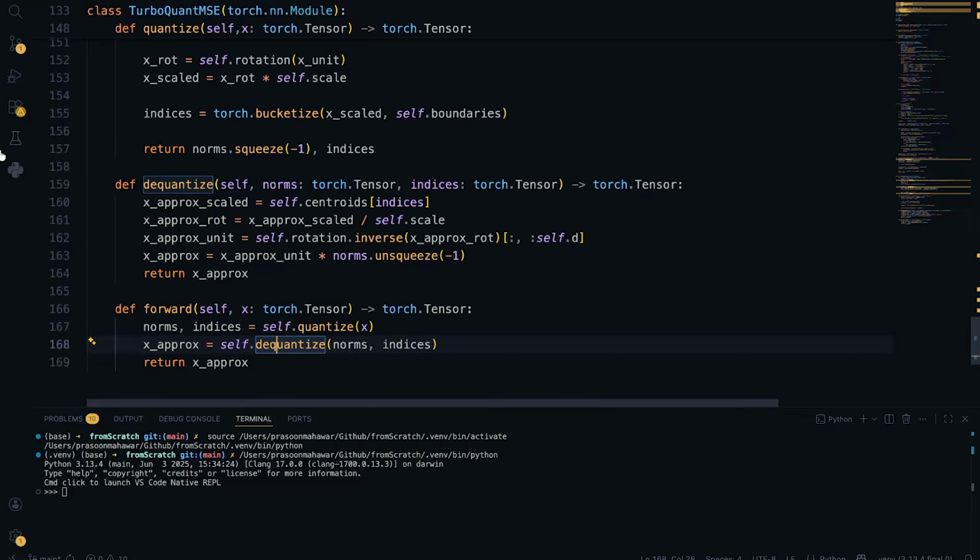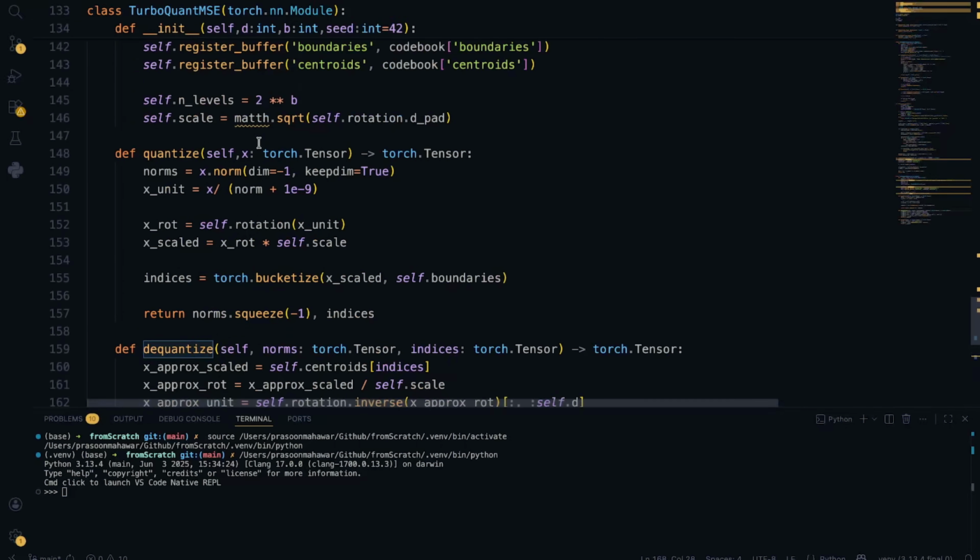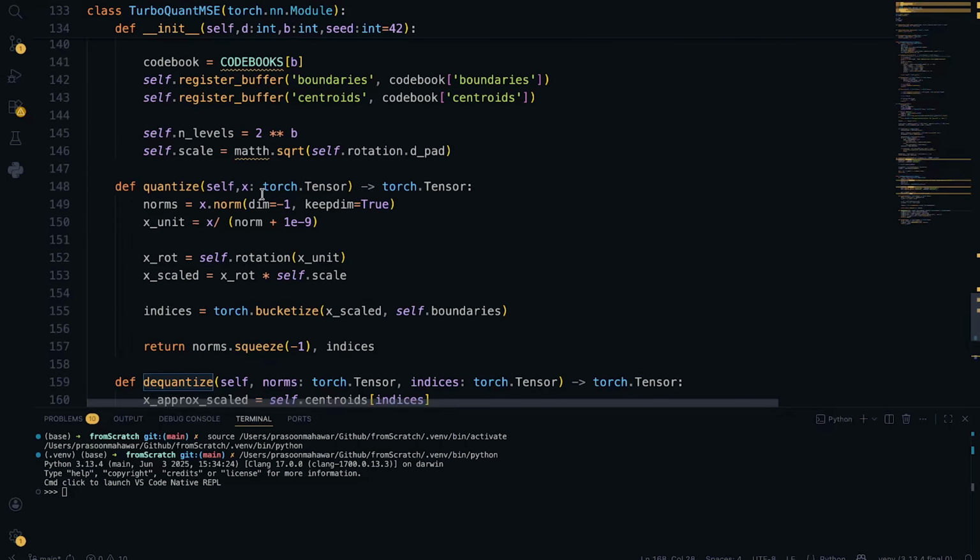Norm equals x.norm. We store the L2 normalization separately in float32. This is mentioned in the paper. The unit norm assumption is without loss of generality. For vectors that aren't unit norm, we normalize first and store the norm. Since norms are just scalar values, storing them in float32 adds 32 bits total per vector, negligible compared to the b times d bits for the quantized coordinates.